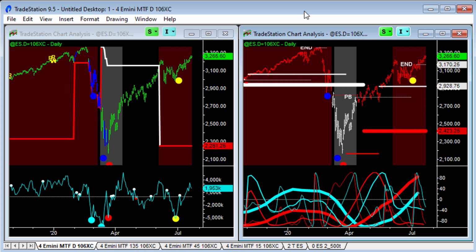But let's just go through the charts from the highest to the lowest time frame. So I'm going to take you down from the daily chart to the 135 to the 45-minute to the 15, and then the 4500 tick bar chart, and all the way down to the 500 MTF chart. So that's from top to bottom. It's the usual look of my charts.